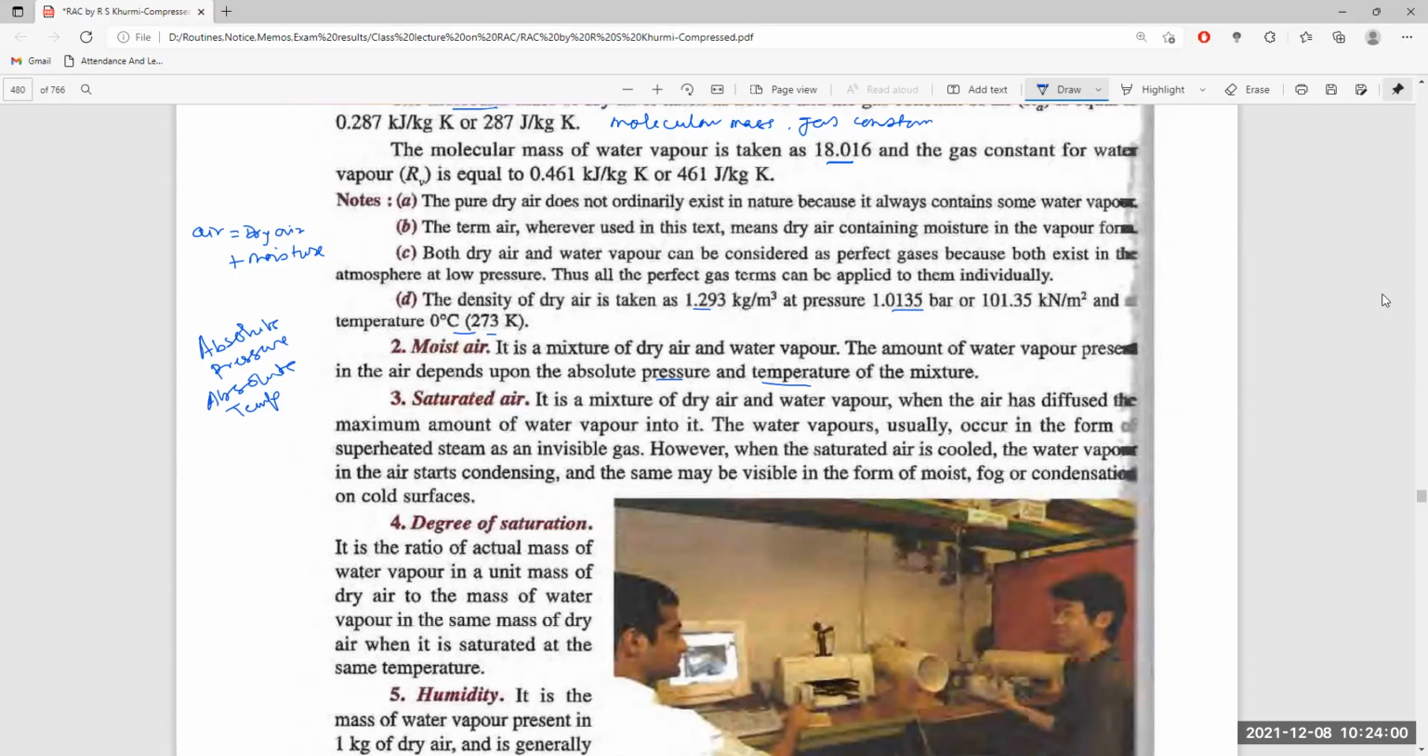Now, the degree of saturation. It is the ratio of the actual mass of water vapor in a unit mass of dry air to the mass of water vapor in the same mass of dry air when saturated at the same temperature, a particular temperature.